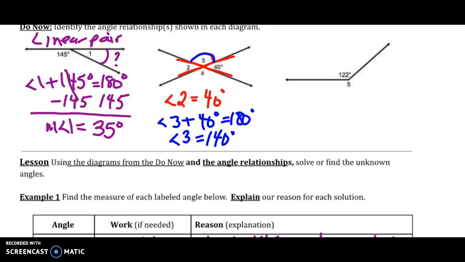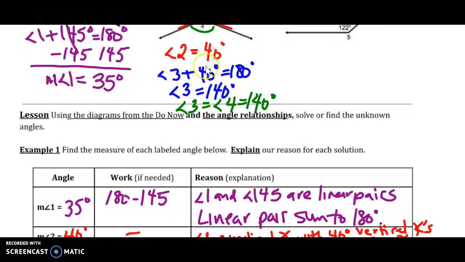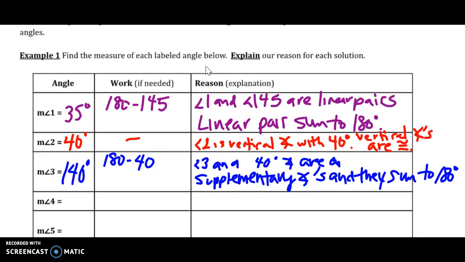We're now going to find angle 4. So angle 3 and angle 4 are vertical. So angle 3 equals angle 4 equals 140 degrees. Again, you could have gone back to angle 2 and used the 40, but for example, say you solved incorrectly for angle 2, you would then solve incorrectly for angle 4. You could have used the 40 degrees and angle 4 as well and done another supplementary or linear pair. There's a variety of angle relationships all in one diagram. So the measure of angle 4 is also 140 degrees.